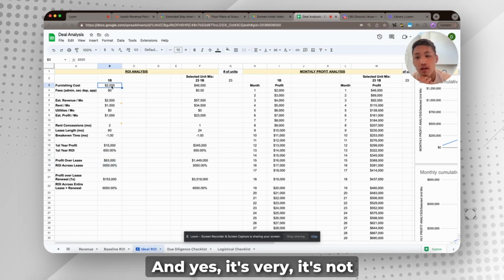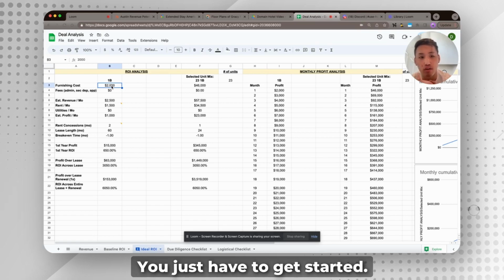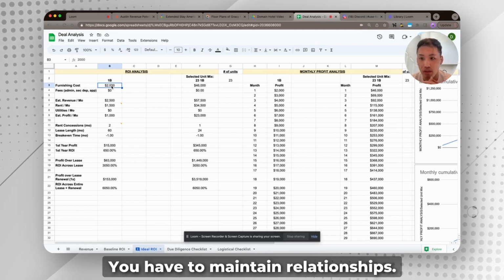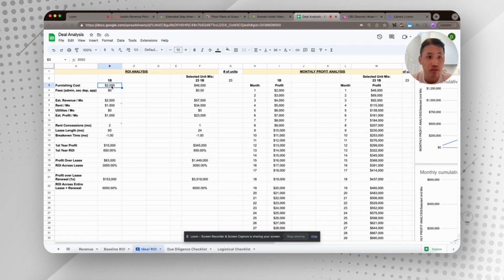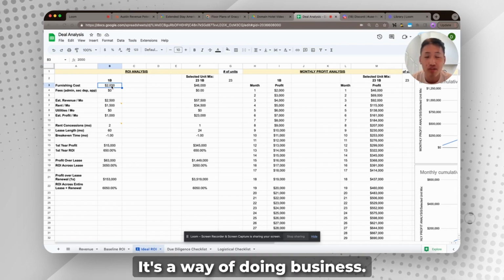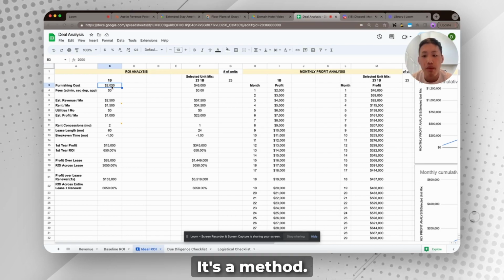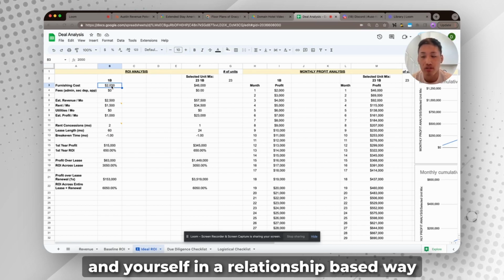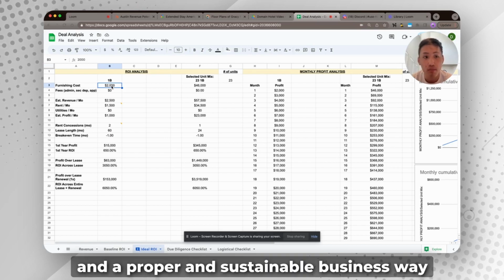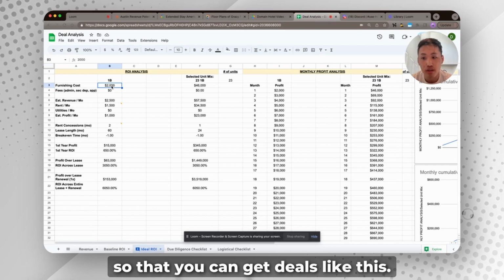And yes, it's not hard to get deals like this. You just have to get started. You have to use the right methods. You have to maintain relationships. You have to basically run the reverse arbitrage funnel, right? It's not a funnel. It's a way of doing business. It's a philosophy. It's a method. It's a way that you carry your business and yourself in a relationship-based way and a proper and sustainable business way so that you can get deals like this.